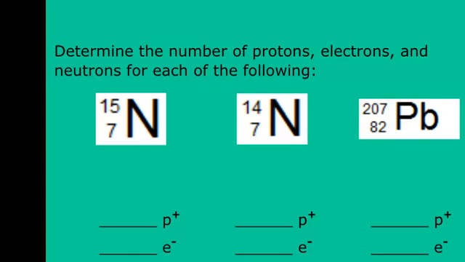15 minus 7. This is my favorite because it's already set up, right? You just put a line here and a little minus sign. So we take the top number, 15, and we subtract 7. What do we get? 8. Little math quiz this morning. 8 neutrons in nitrogen 15. Does that make sense? You tracking?